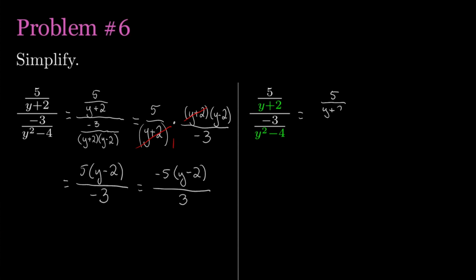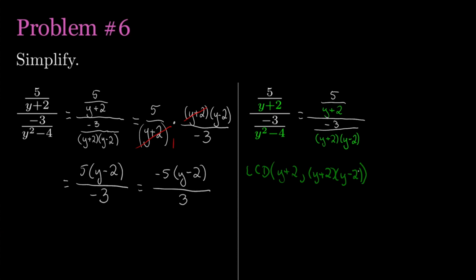Again, the only thing that needs factorization is that denominator of the denominator of our rational expression, the difference of squares, as before. So those are the two small denominators for which we need to find the least common denominator, the y plus 2, and the product of y plus 2 and y minus 2.